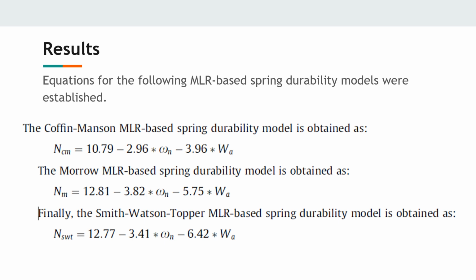The datasets comprising the fatigue life values of the automotive coil spring, weight acceleration values of the vehicle, and natural frequencies of the vehicle suspension system were used to establish the MLR-based spring durability models. NCM, NM, and NSWT represent the fatigue life predicted by the Coffin-Manson, Morrow, and Smith-Watson-Topper MLR-based spring durability models, respectively. Omega n is the natural frequency of the vehicle suspension system, and Wa is the weight acceleration, which is the vertical vibration of the vehicle.